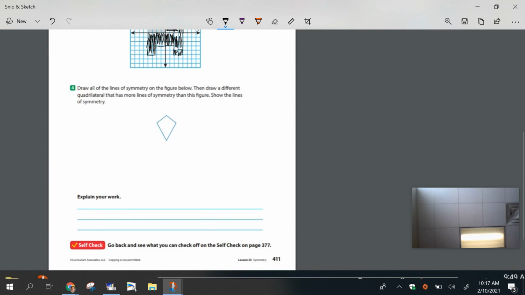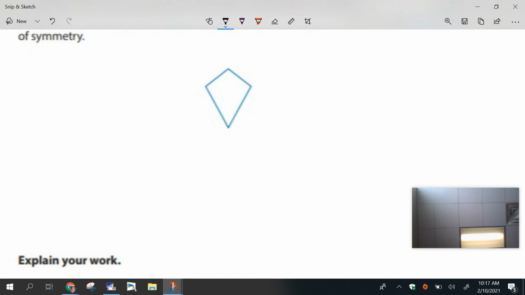Now, so draw all the lines of symmetry. And there is a problem in your math test today that is draw the line of symmetry. I've never done this before on the online one, but I did include that you could write on it, okay? So you'll have a shape and you have to draw the lines of symmetry. Then it'll say how many lines of symmetry are there, okay?